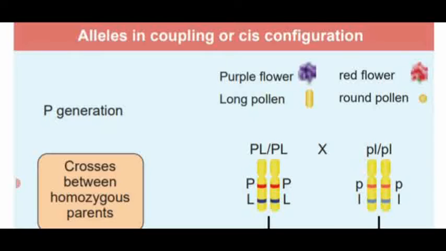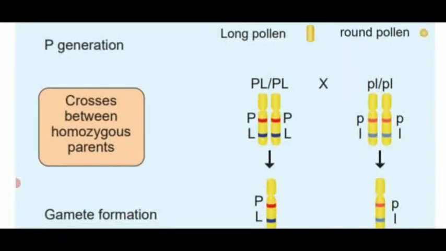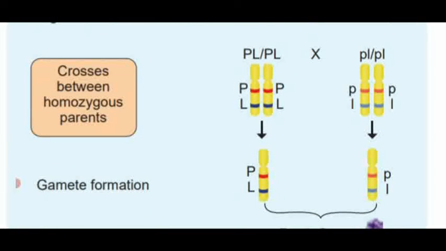So the genotype is capital PP with capital LL, that is purple flower and long pollen. The red flower with round pollen is small pp, small ll. So both of them are crossed together. That means the cross has taken place between homozygous parents. What is a homozygous parent? Both of them are in paired alleles, isn't it? That is said to be homozygous parent. So they produce the gametes capital PL and capital PL. Next one, small pl, small pl.